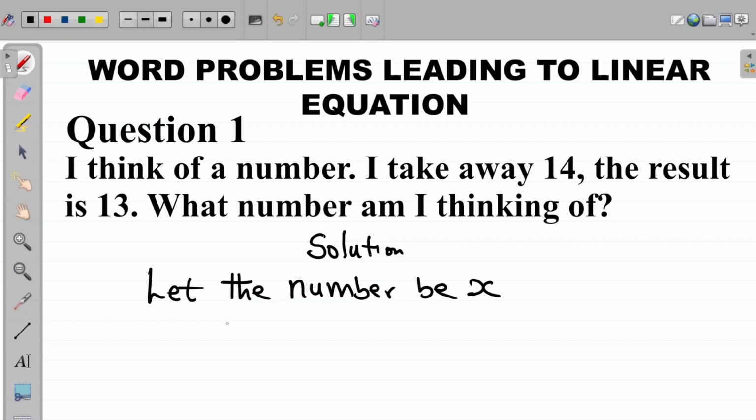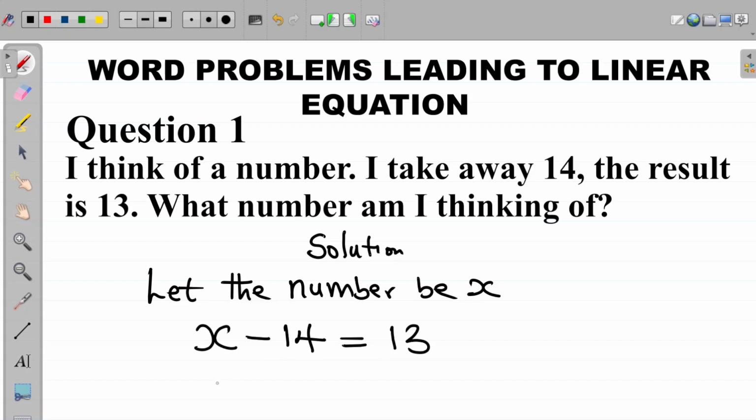So the question says, I think of a number which is x. I take away 14, so this is minus 14, and the result is 13, equal to 13. Now, we are required to find the number we are thinking about. So looking at this equation, it is a linear equation. So to obtain the value of the number, we add 14 to both sides.